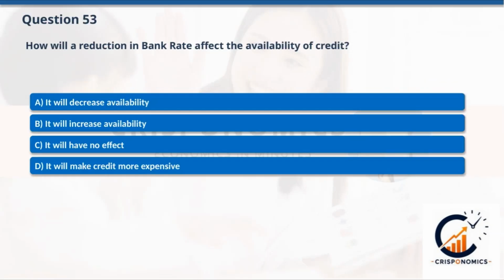Let's consider how a reduction in the bank rate might influence credit availability. Will it make credit more expensive? Or will it actually increase how much credit is available? Maybe it won't have any effect at all. Or could it decrease availability? This question asks us to think about the relationship between central bank rates and lending, a key piece in understanding how monetary policy impacts the economy.